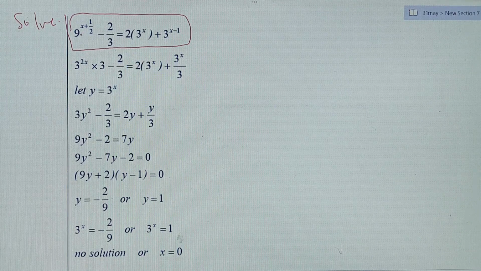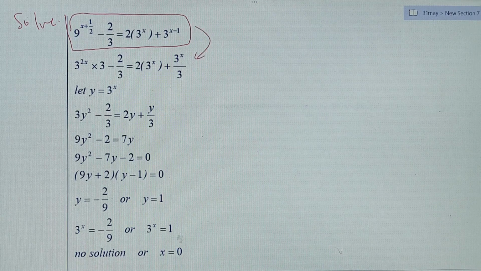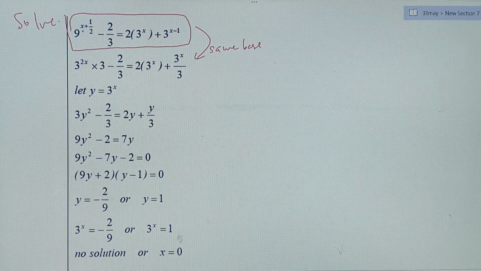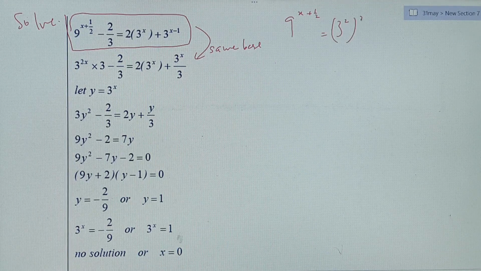Then you see if you try to make the denominator the same, which is actually what we're trying to do in the next step, you change all to the same base, right? Same base. Okay, you go and see whether you can understand or not. Okay, I show you here lah. 9^(x+1/2) is actually 3^(2(x+1/2)).